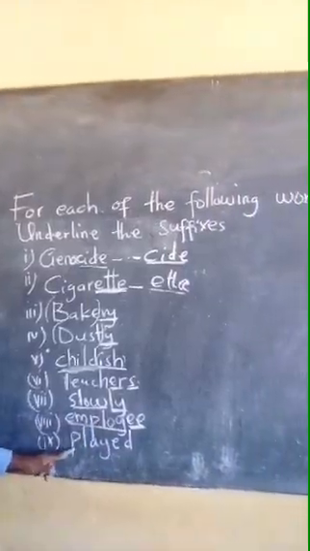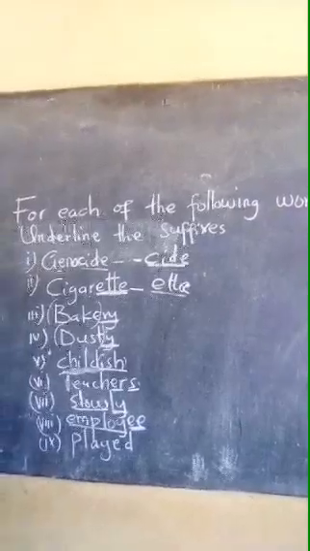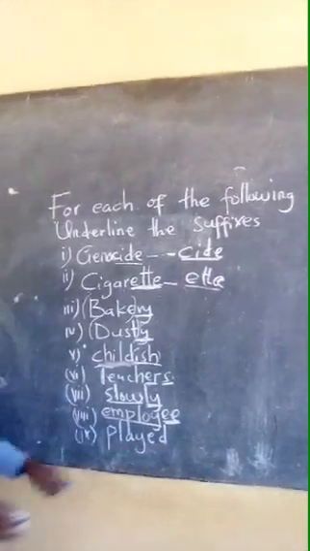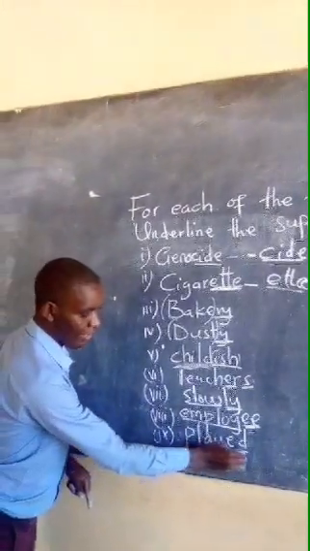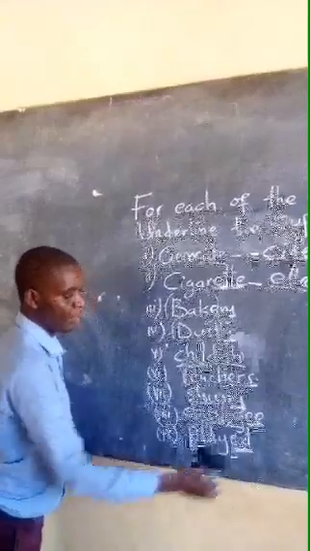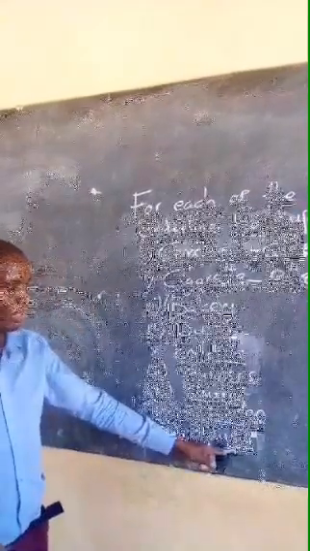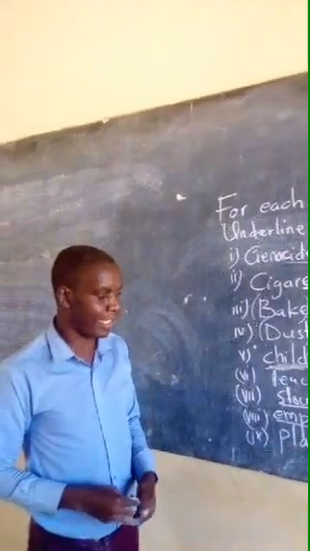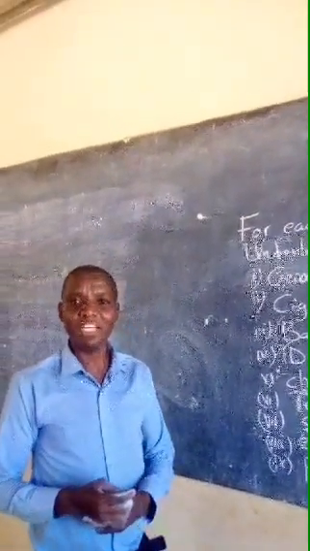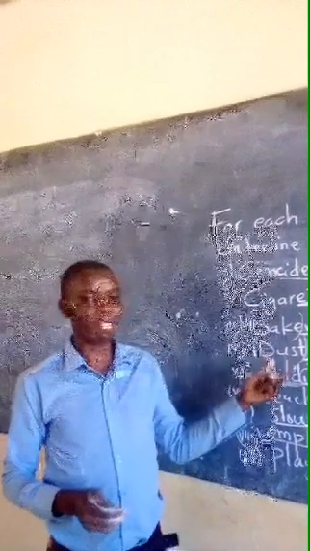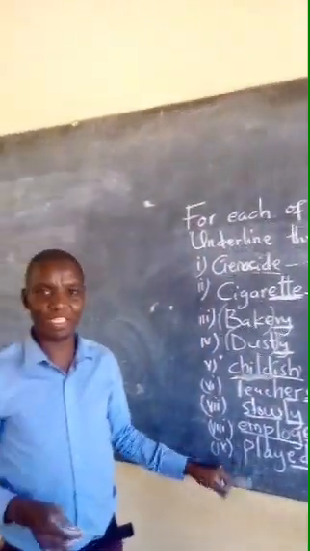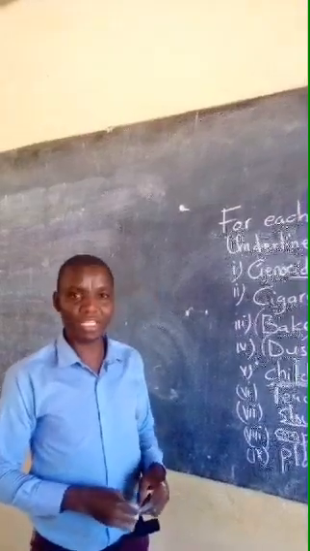And the last word is played. Played comes from the word play. If you take away play, it remains ed. Ed is the suffix. It shows tense, and automatically it is past tense. It is my belief that you have understood me from the start to the end of this demonstration.